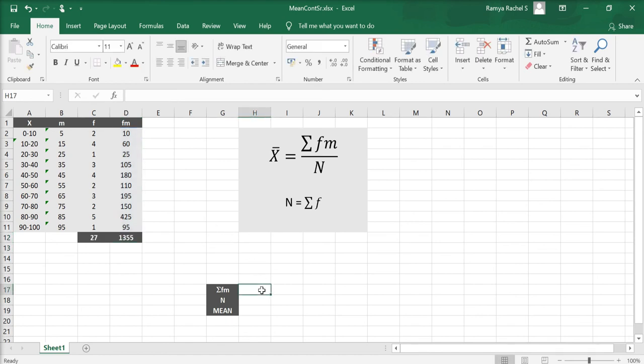Now we have all we need to calculate the mean, sigma fm and n. And to find the mean, we divide by using the formula equal to sigma fm divided by n. And this is how we calculate the mean of a continuous series.